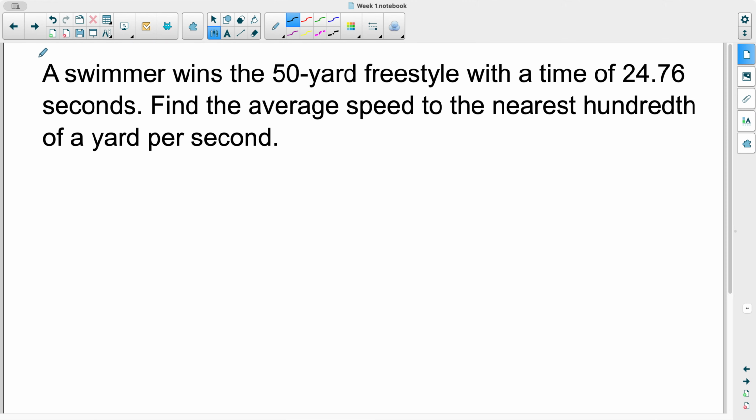All right, a word problem. A swimmer wins the 50-yard freestyle with a time of 24.76 seconds. Find the average speed to the nearest hundredth. So what are we saying? We're saying, okay, how far did she swim? She swam 50 yards. Now what's interesting is that should it be 50x equals 24.76, or should it be 24.76x equals 50?